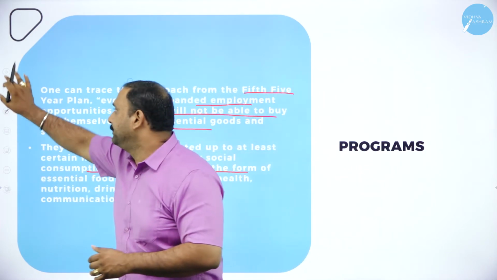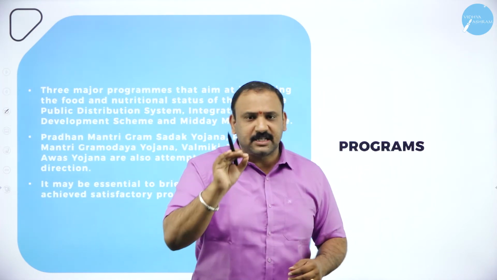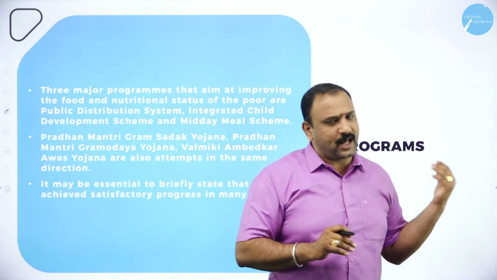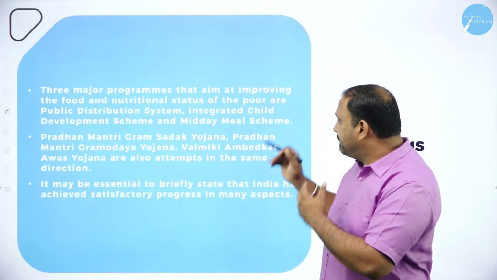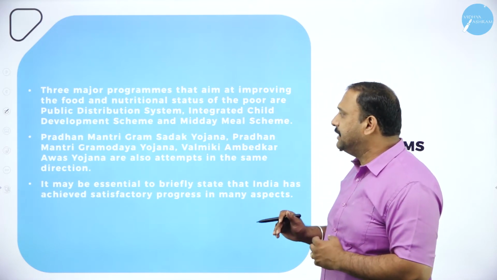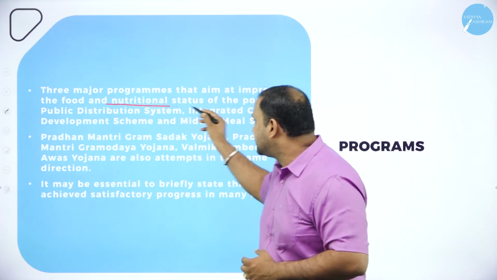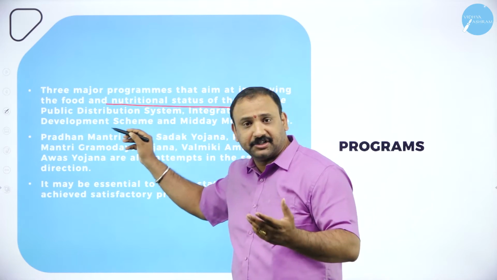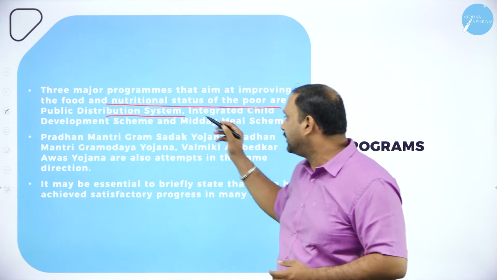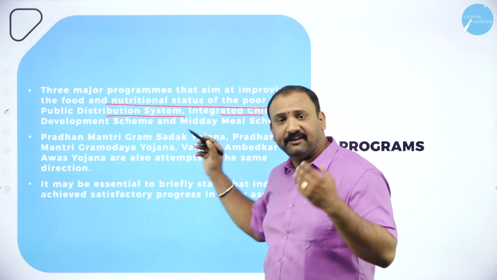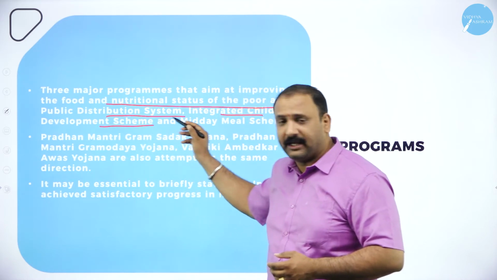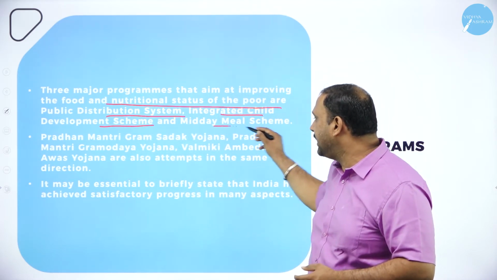Now, moving forward, some of the other factors of these programs is that the three major programs that were aimed at improving the food and nutrition status of the poor are the public distribution system, as I was talking about the ration, the integrated child development scheme, that is very, very important altogether, and the midday meal scheme.